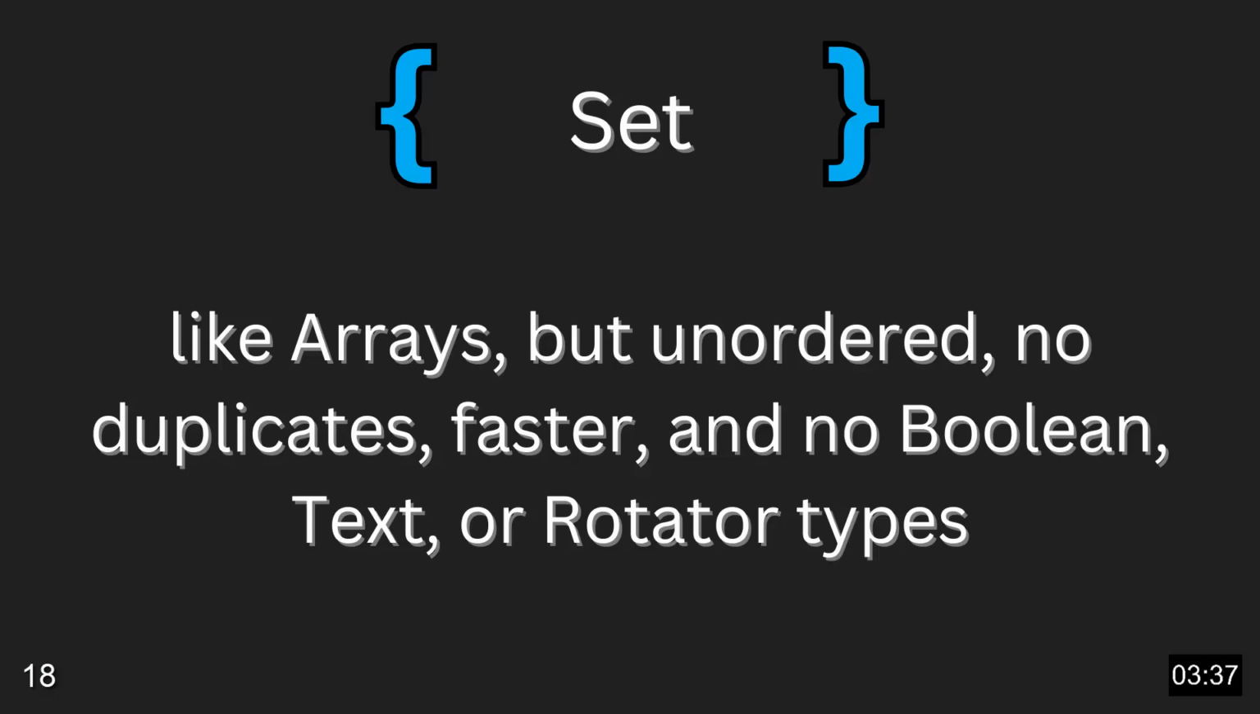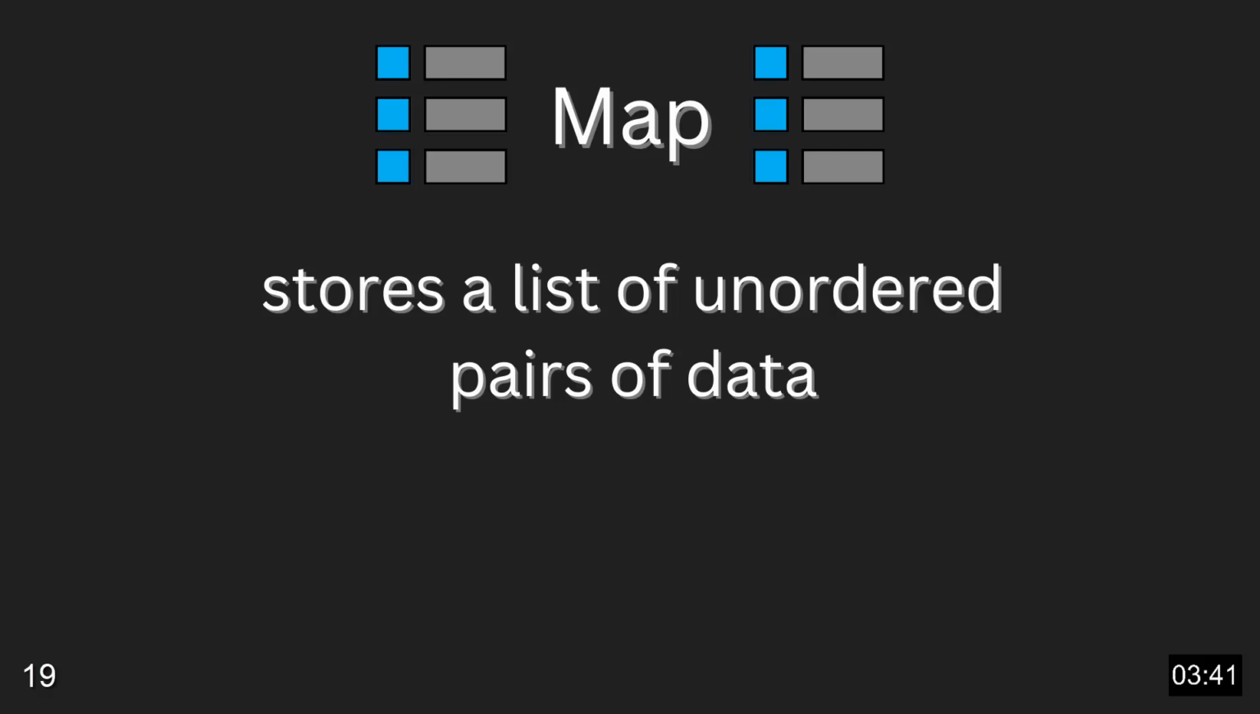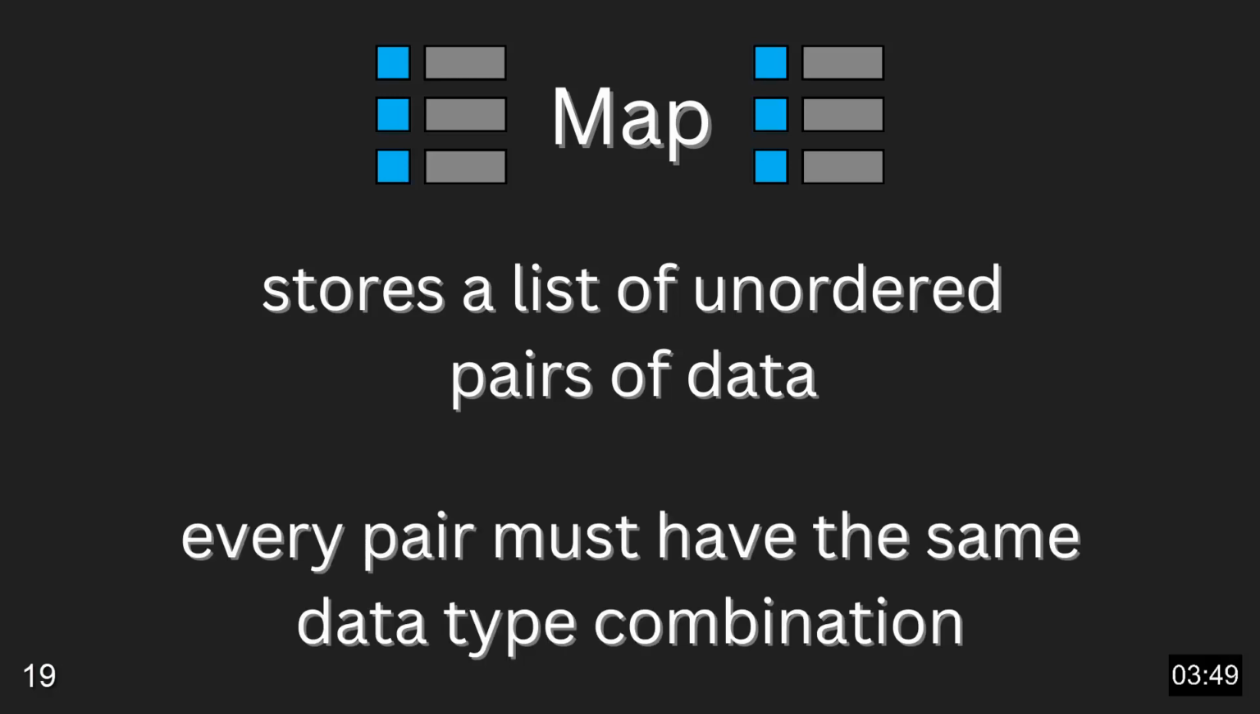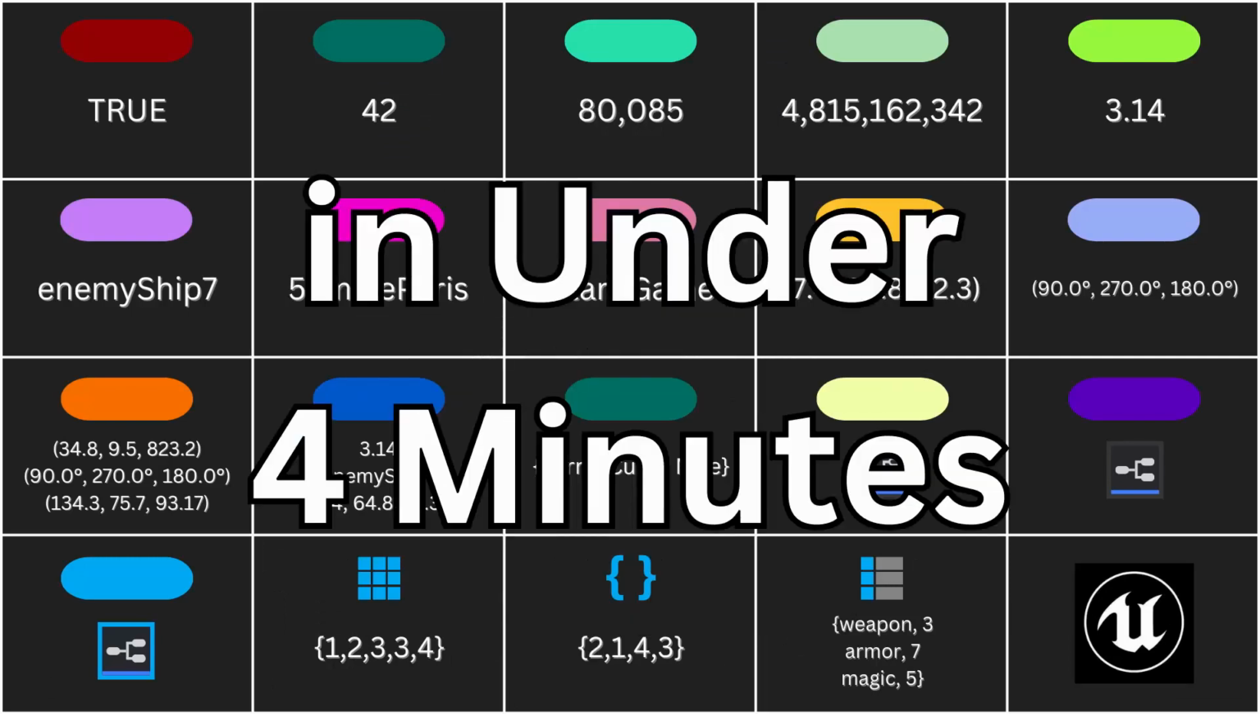And finally, a map is a list of unordered pairs of data. The 2 elements in a pair can be of the same data type, or they can be of different data types. However, every pair in the list must have the same data type combination. So, for example, you could have a list of string integer pairs. Alright, so that was all 19 variable types in Unreal Engine in under 4 minutes.